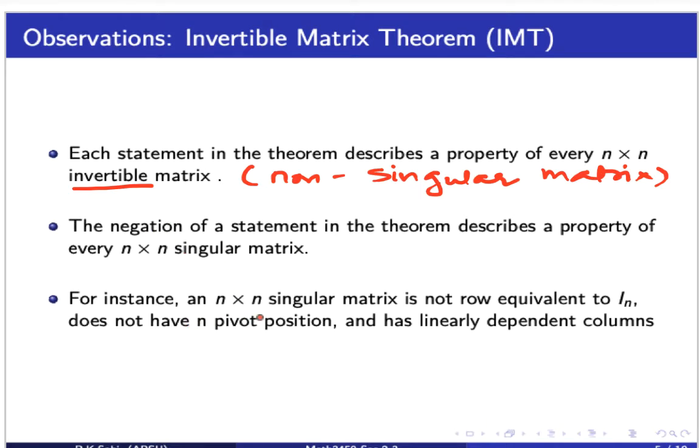That means matrices which are singular. For example, if I have a singular matrix of size n by n, and it is not row equivalent to the identity matrix, which simply says it does not have n pivot positions and it has linearly dependent columns. Let's look at an example of applying the IMT on a matrix.